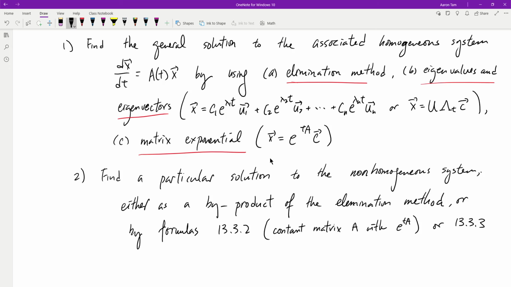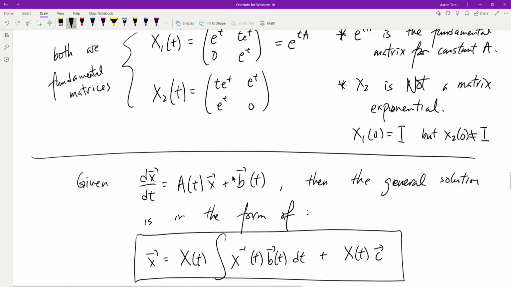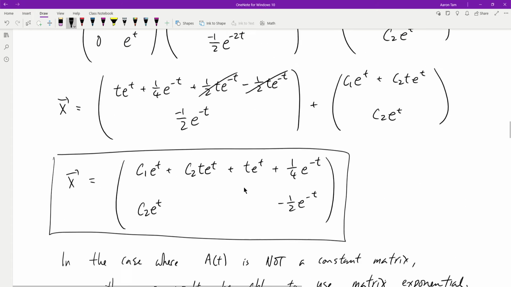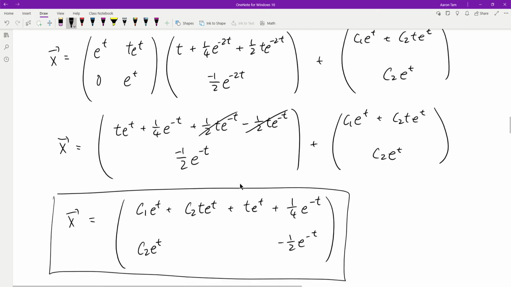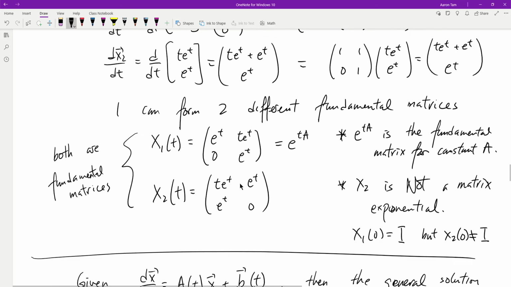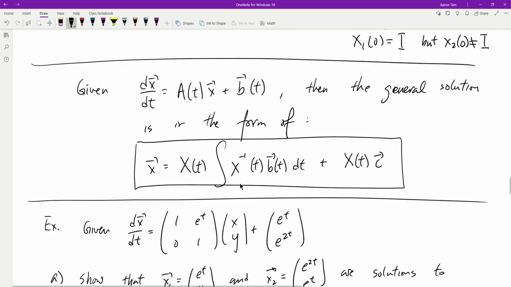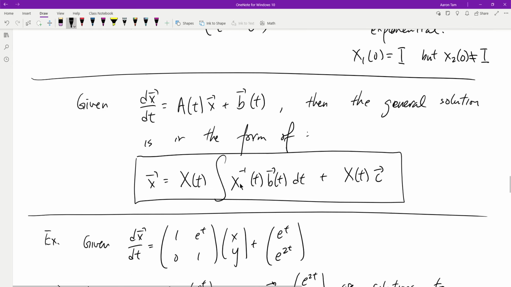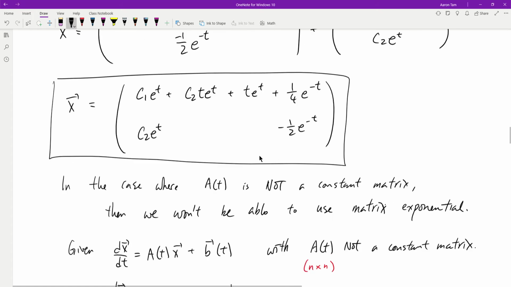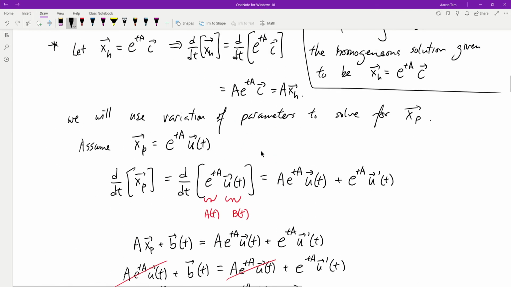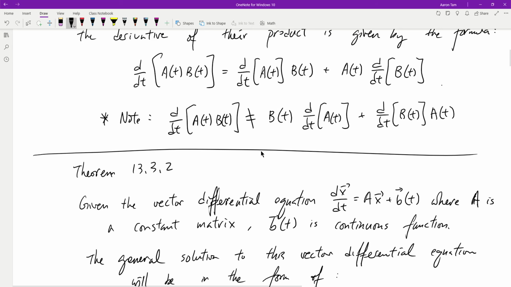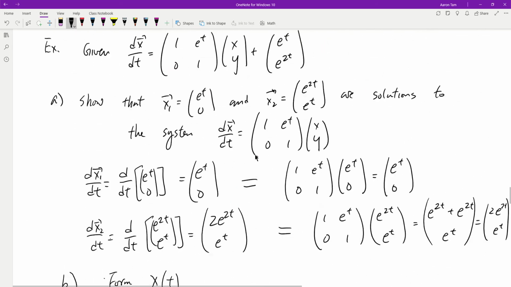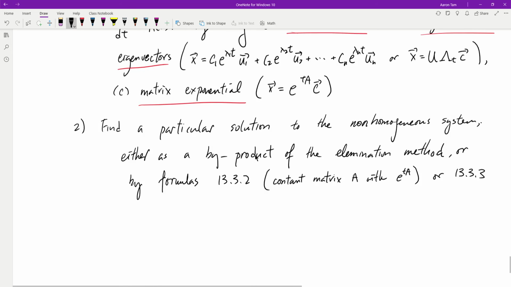13.3.3, which actually, let me see, did I title that 13.3.3? Actually, I don't remember. Okay, I actually did not title 13.3.3. I'm going to title that now. This is theorem 13.3.3. And then the one with the e to the tA is 13.3.2. There you go. So I actually forgot to title that. All right, so make sure you fix that in your notes.